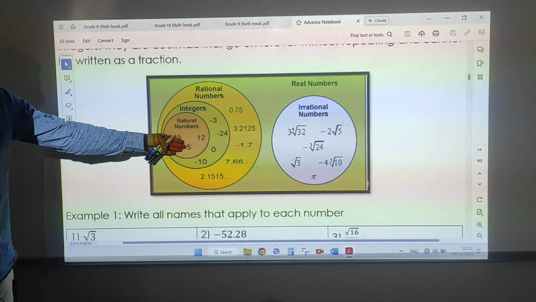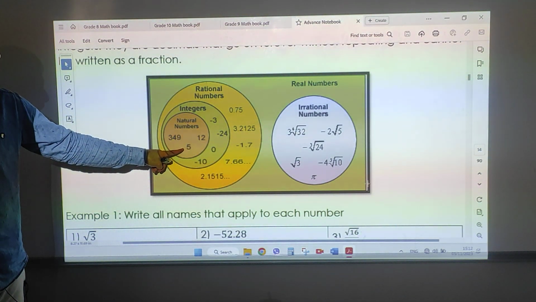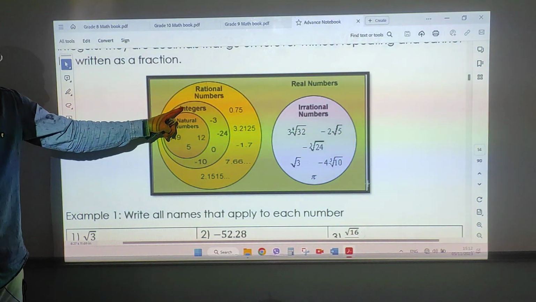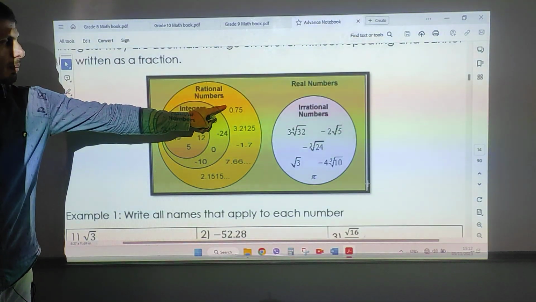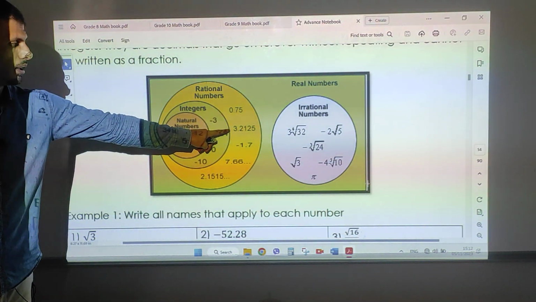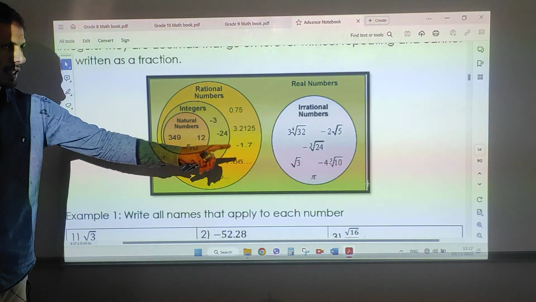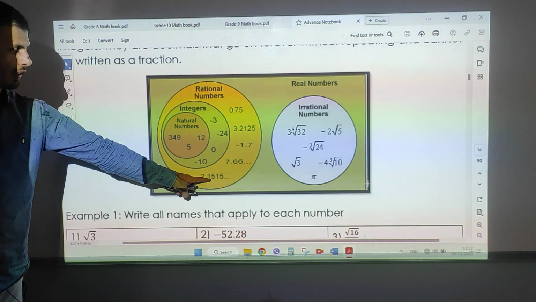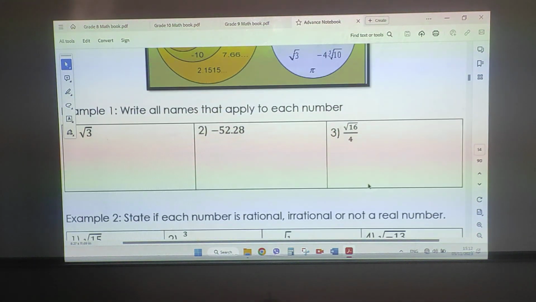But the rest, like the numbers you studied in grades 1, 2, 3, are rational: natural numbers, integers, negative and positive numbers. Those numbers with a point but ending, or a point but repeating, like 6, 6, 6 goes on, or 2.15, 15, 15, 15 goes on, they are repeating. They are rational.